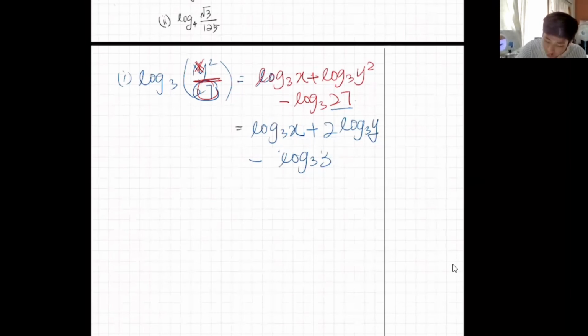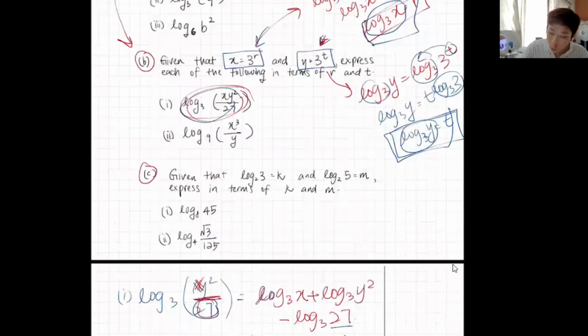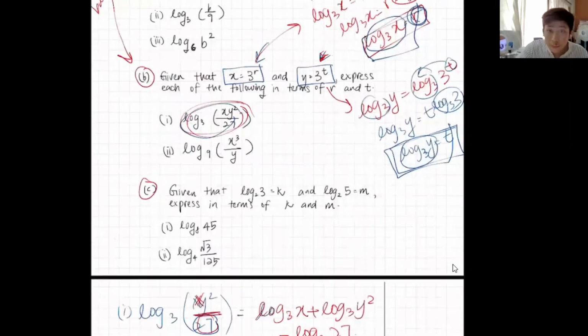So log base 3 of 3 you know is going to be 1, but we slowly do it. So what is log base 3 of x? Have we found what is log base 3 of x? Yes, we have found it. It's r. Can you see r here? I'll highlight. It's a bit messy here, but I hope you can follow.